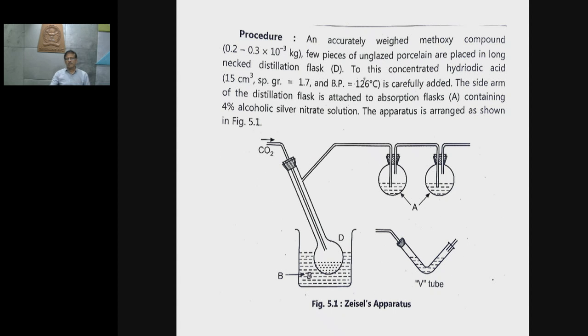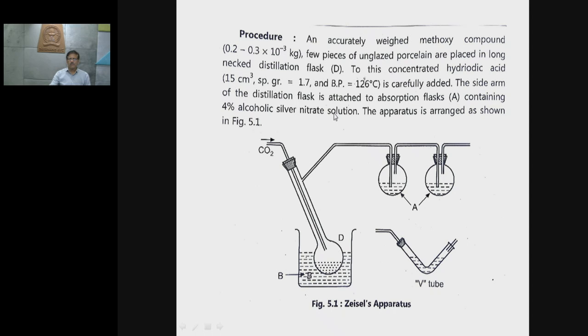So this is the procedure. Accurately weighed methoxy compound, that is about 0.2 to 0.3 into 10 raised to minus 3 kg. Then a few pieces of unglazed porcelain are placed in a long necked distillation flask, which is shown in this figure, that is D. This flask is also known as Zeisel's flask. To this flask, concentrated hydroiodic acid is carefully added, 15 cm3, whose specific gravity is 1.7 and boiling point is 126 degrees centigrade.